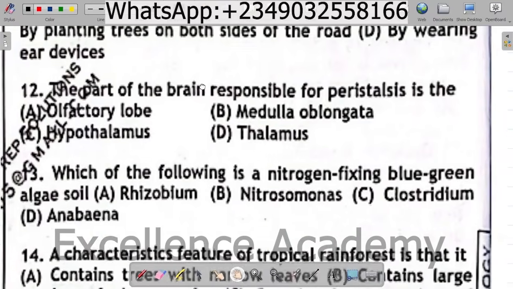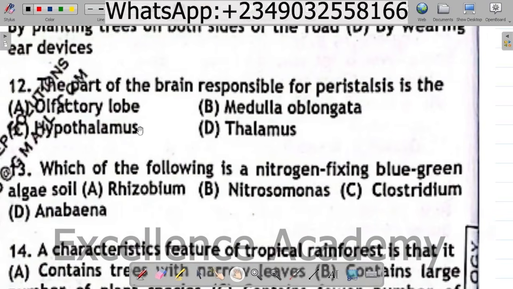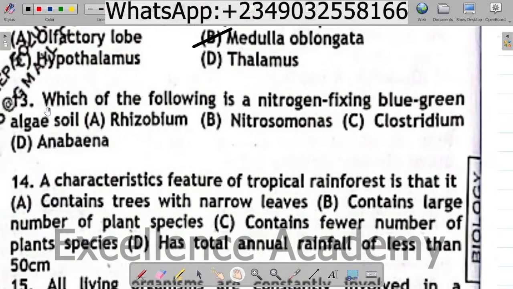Question 12. The part of the brain responsible for peristalsis is the: A. Olfactory lobe. B. Medulla oblongata. C. Hypothalamus. D. Thalamus. The correct option is B. The medulla oblongata, which is a part of the brain that is responsible for involuntary actions such as peristalsis, heartbeat, etc.